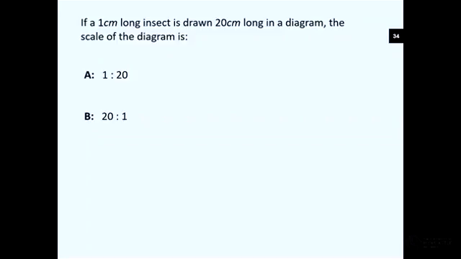If it's a 1 centimetre long insect, drawn 20 centimetres long in the diagram, which is it? Scale to actual. Which one of these is saying it's the actual life is only a 1 centimetre long insect? It's B. So B is the one where it's like the scaled item is big, actual life is small. Okay? I actually find this, it's a fairly simple concept, but it does my head in a bit. I just come back to this. If that's S and that's A, the scaled thing is 20, the real thing is 1, it's 20 to 1. Okay.